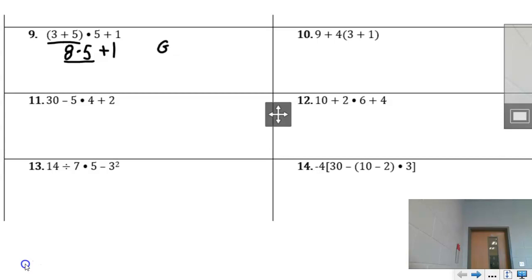And so I'm going to work out this 8 times 5 and bring that down. And then my last step is to do that addition. And I'll circle my answer.